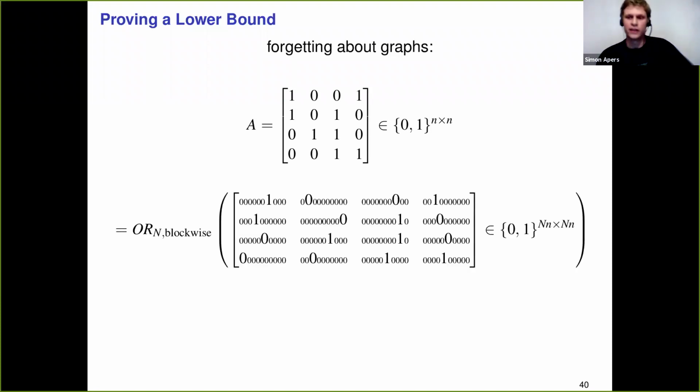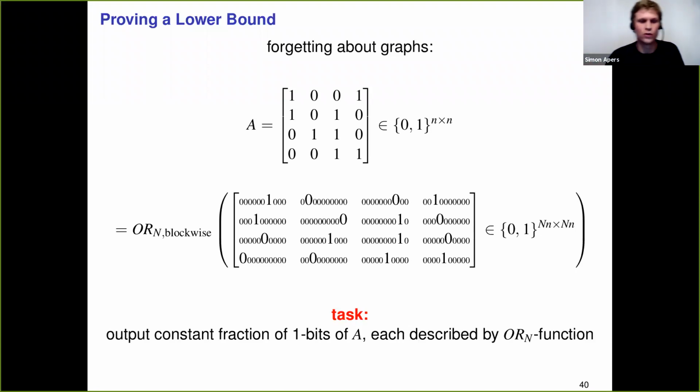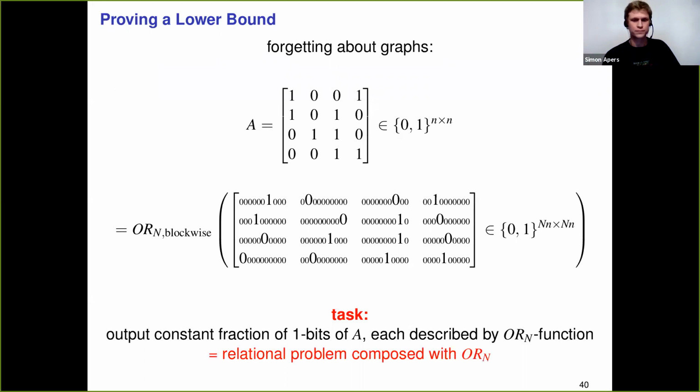And this A is not given to us directly, but is given to us as the blockwise OR function of a much larger matrix, where this would be the adjacency matrix of the bigger graph. And the task is to output a constant fraction of the 1 bits given access to this larger capital N times little n square matrix. So this is what we call a relational problem.